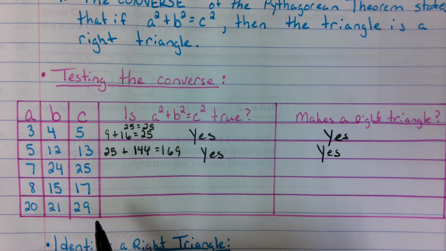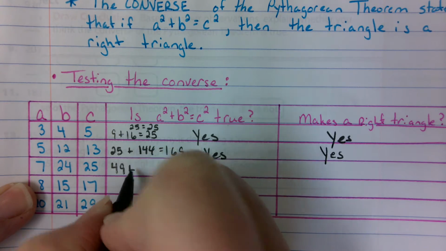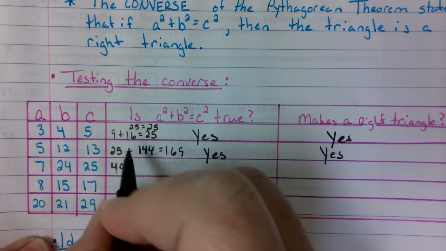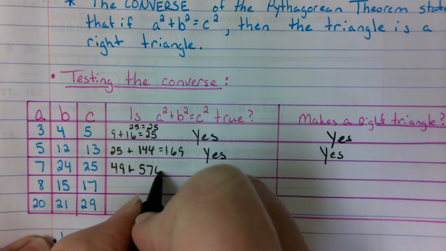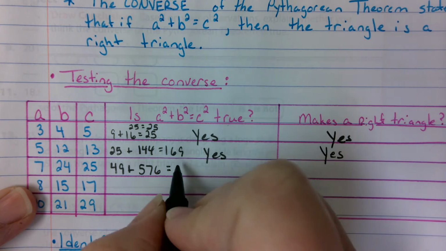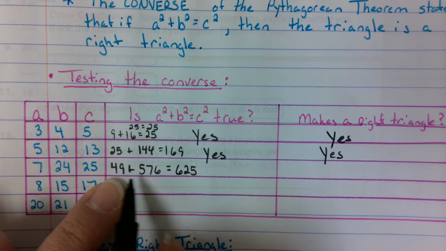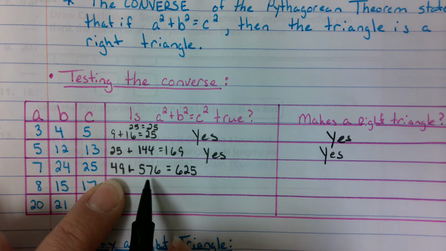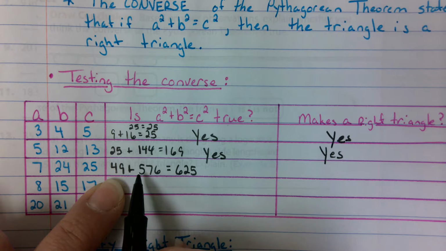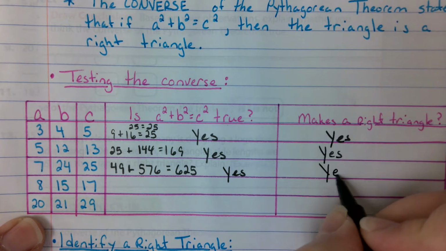Next one here. I have 7 squared, which is 49, plus 24 squared, which is 576. And remember, to square, we're just multiplying, right? And that equals 25 squared. Well, let's see if that's true. 625. So add these up. 49 plus 576. Yep, 625. That is true. So it does make a right triangle.